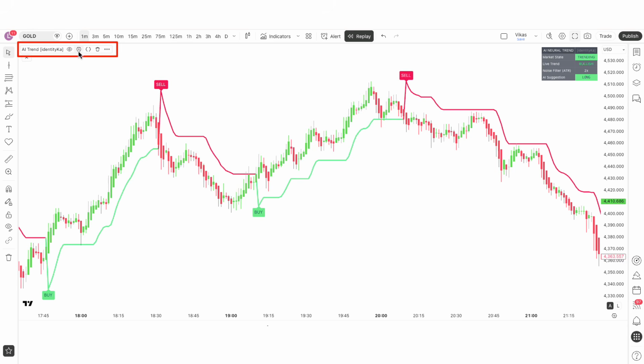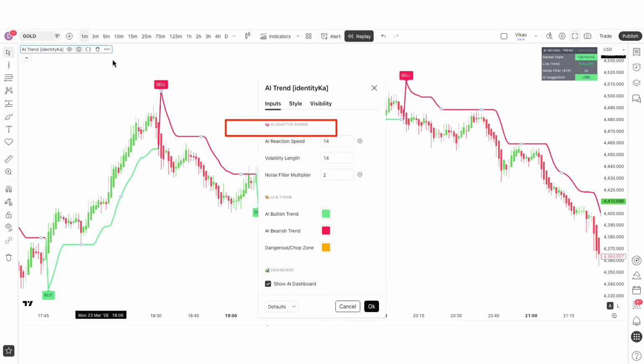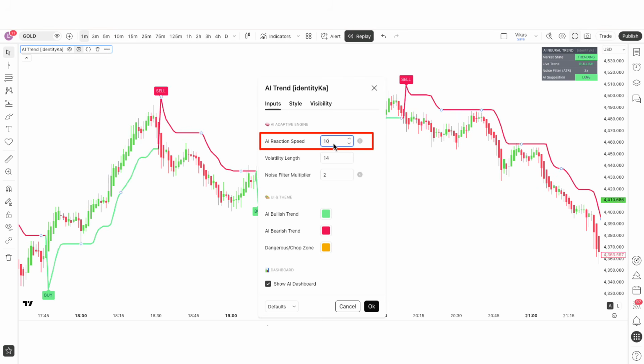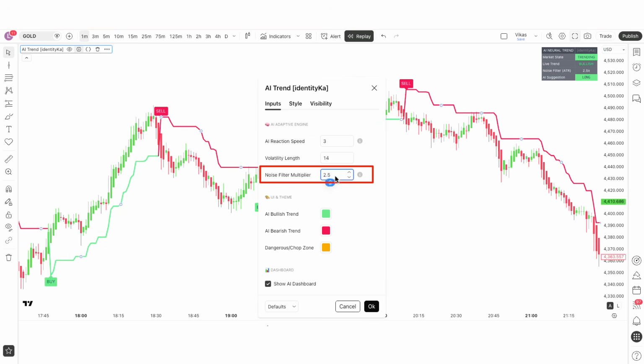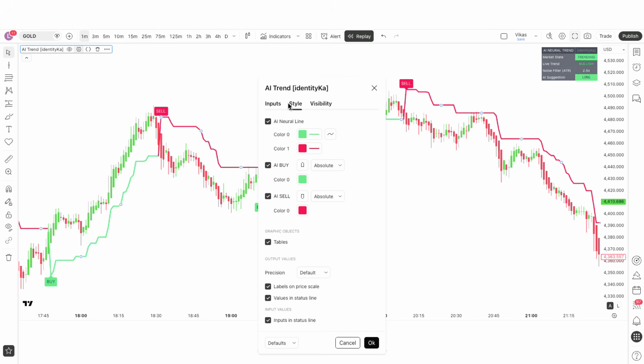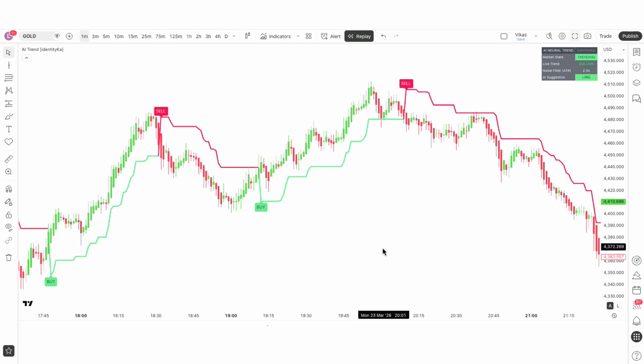Now change the indicator settings for perfect signals. First, change the reaction speed from 14 to 3, and after that change the second reaction speed from 2 to 2.5. Here everything is fine after that. Click OK. Now we'll add one more indicator to make this strategy more powerful.